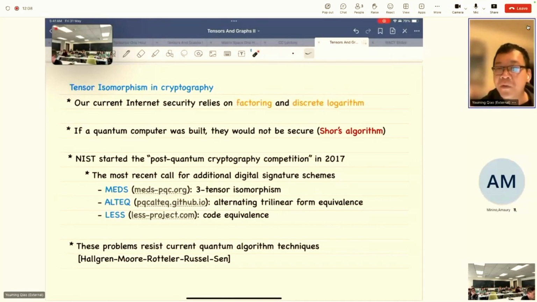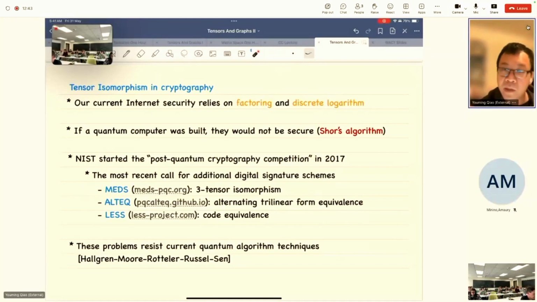And it has been going on for 6-7 years. And last year, they initiated another call for the so-called additional digital signature schemes. The reason is that they are not very satisfied with the current diversity of the security foundations of the digital signature schemes. Most of them rely on lattices. That's the mainstream method, but they want to diversify the security foundations.